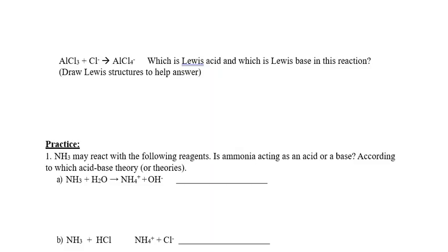Obviously, we don't have a proton being donated or accepted, so we're going to be dealing with Lewis acids and bases. The way to answer this is you draw the Lewis structure of aluminum trichloride, and then the Lewis structure of the chloride ion, and then the Lewis structure of the aluminum tetrachloride, and from there you identify who was the electron pair donor, that would be the base, and who is the electron pair acceptor, and that will be the acid. So I will let you do that on your own.